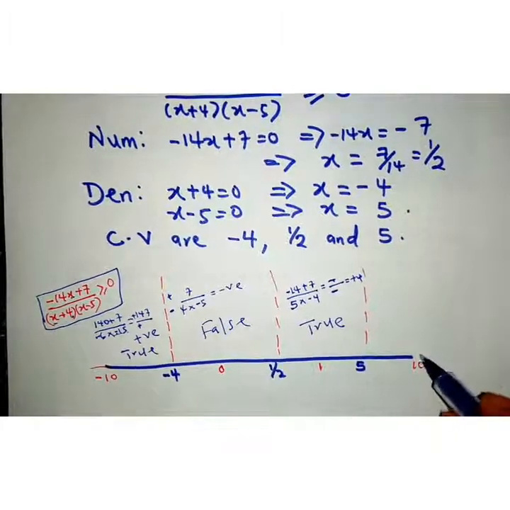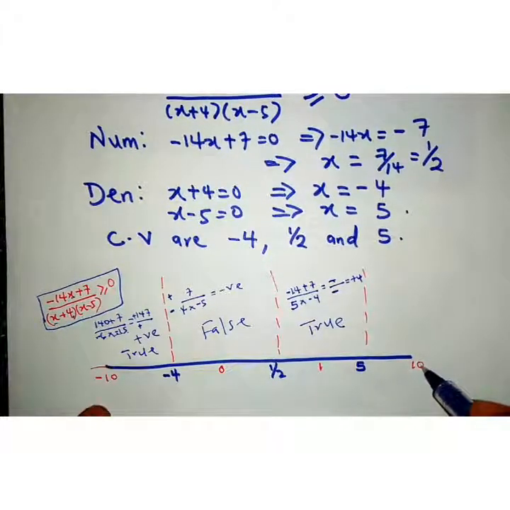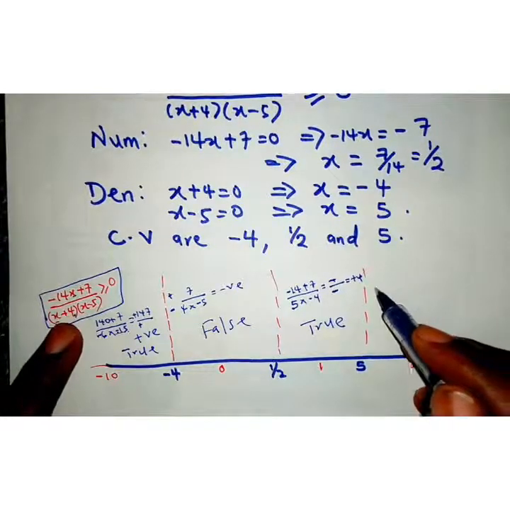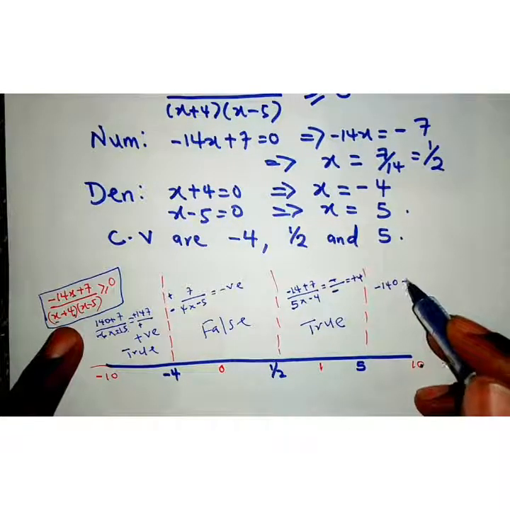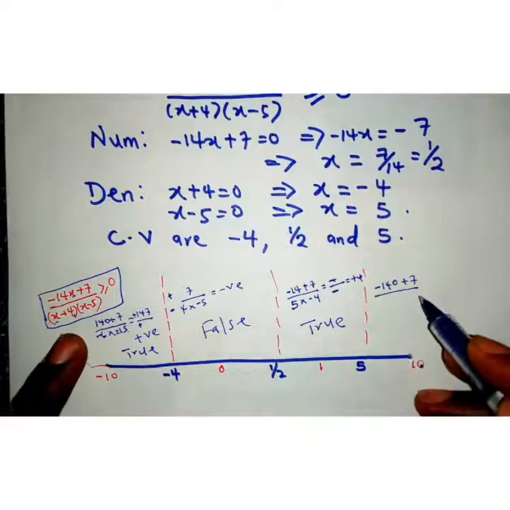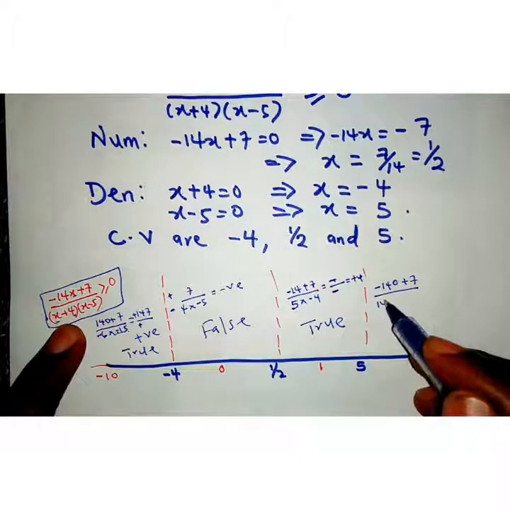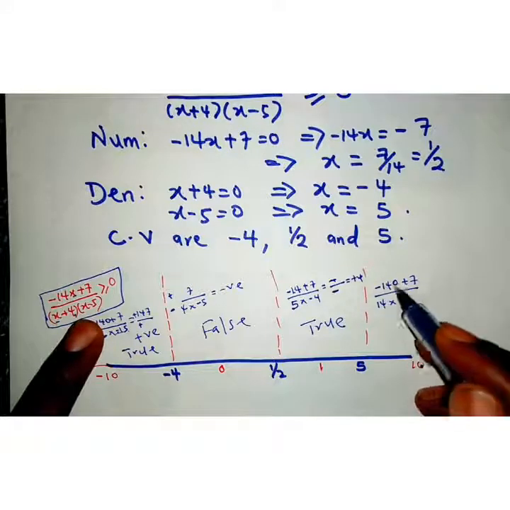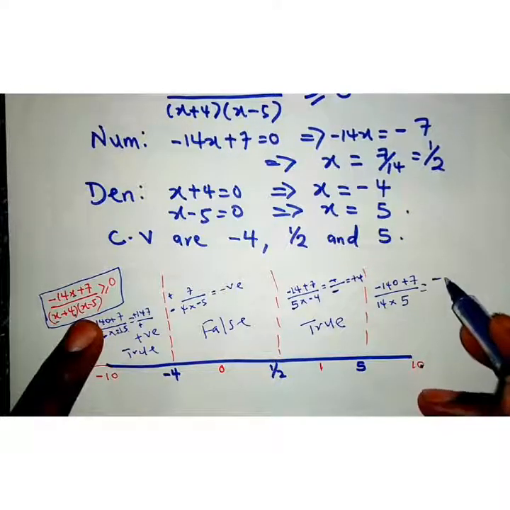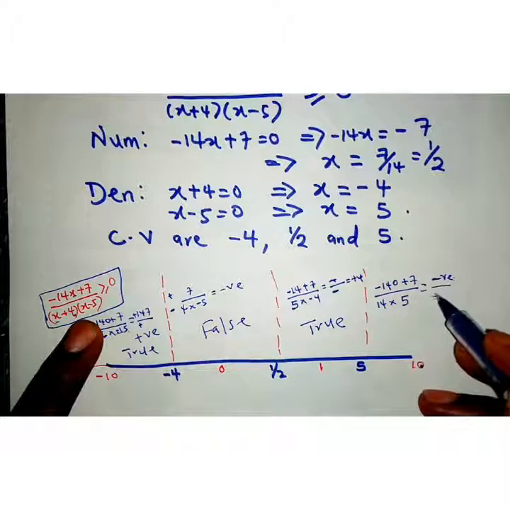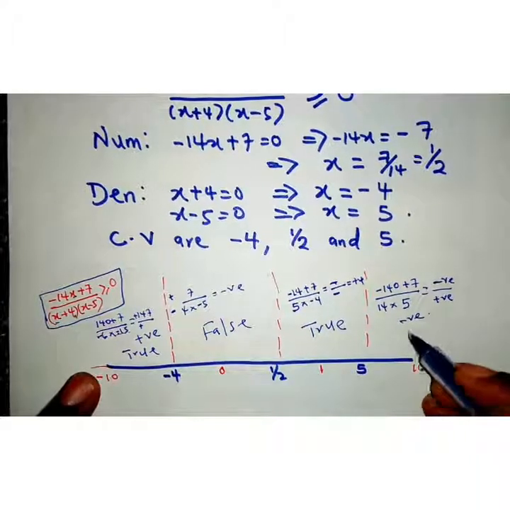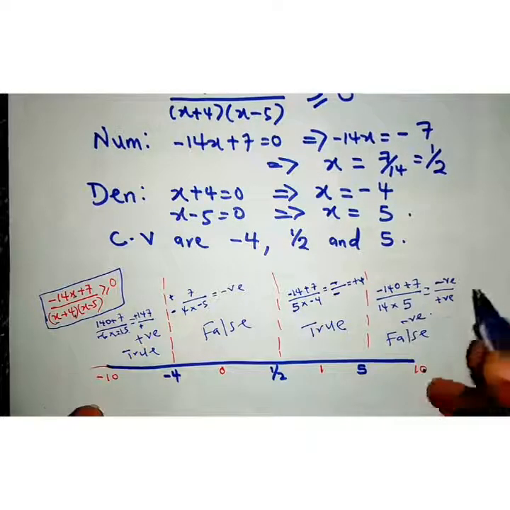And then finally, in the last interval, we test 10. So we have minus 14 times 10, that's minus 140, plus 7 over 10 plus 4 is 14, times 10 minus 5 is 5. So up here, we have a negative value over a positive value, which gives negative. So it is false in this interval.